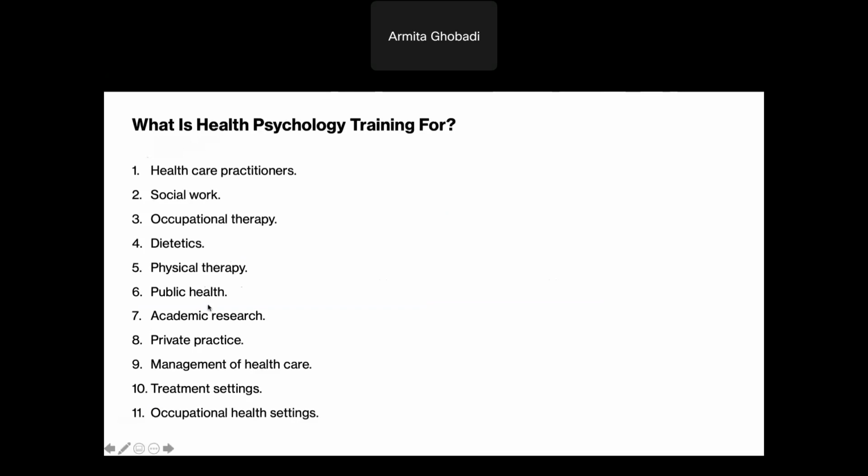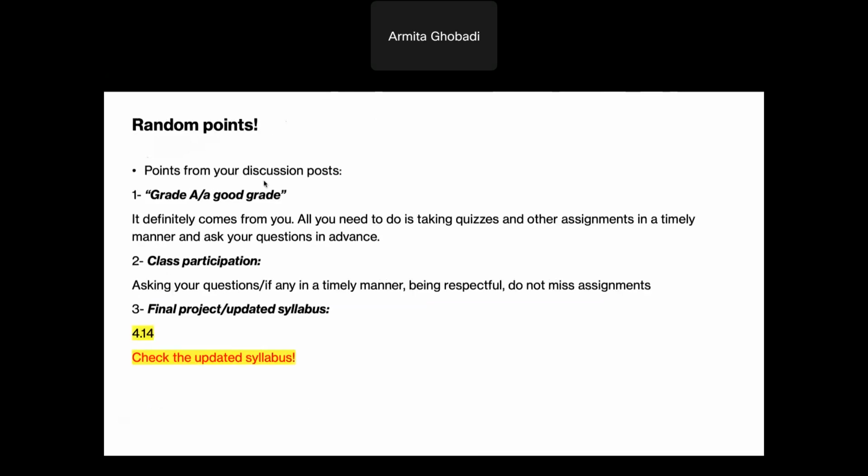Occupational therapy, physical therapy, public health, and most of all, academic research. I would say academic research and health psychology training reinforce each other. For example, the training promotes academic research, and by doing more research, we can understand what's going on in health psychology and its training. Private practice and so on. Your book did a great job explaining each of them in detail. So just go and check your book and make sure you understood the material. If you have any questions, you can always email me.